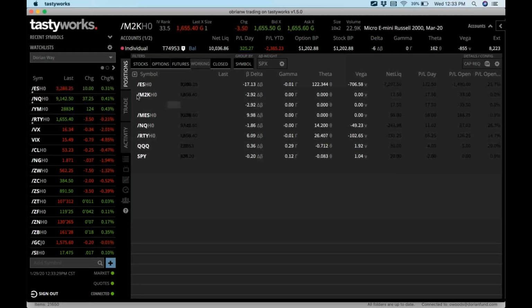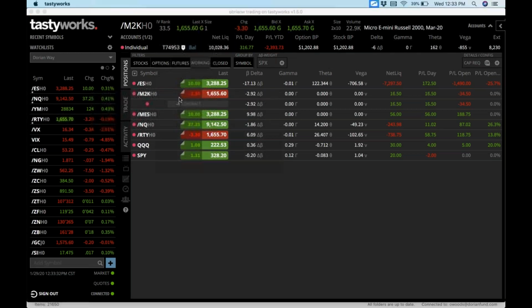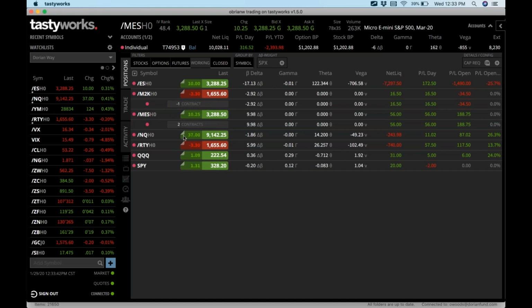And then I have this micro one on in the Russell. It's a little weird, it's M2K, but this is the Russell as well. I have a negative one here, so that's short. These two in the MES are positive, so they're offsetting each other. It's $5 a point for the Russell, and it's $5 a point for the MES. So since I have two on the MES and one on the Russell, it's basically $10 a point. If they're going opposite like they are right now, then it's offsetting each other, right?